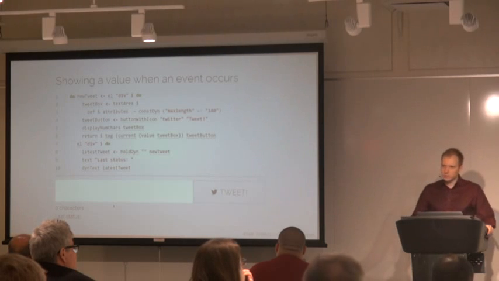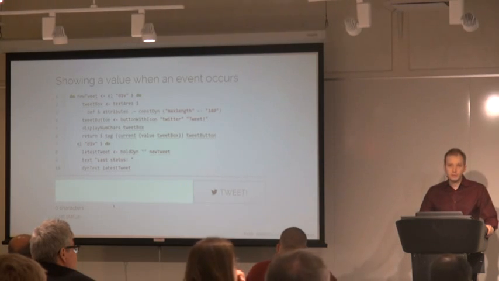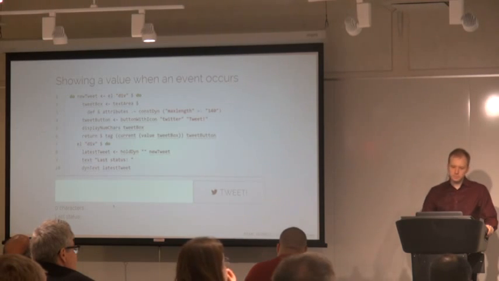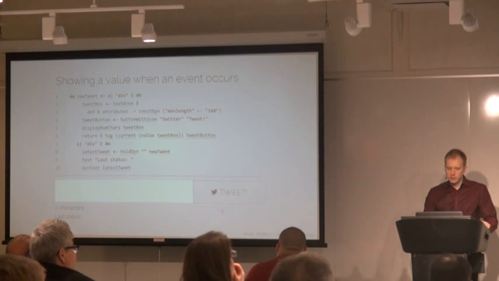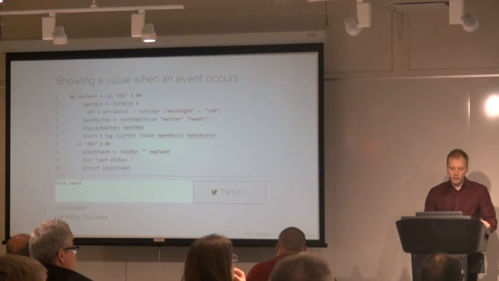So the next thing we want to do is actually give the user the ability to send their tweet somewhere. So for that, we're going to add a button. Now, to add a button, we happen to have a function buttonWithIcon. And this is just going to construct the button that you see here. And I'll show you how this works. You can just type a test in there, click tweet, and then it appears down here. So let's take a look at how that works.